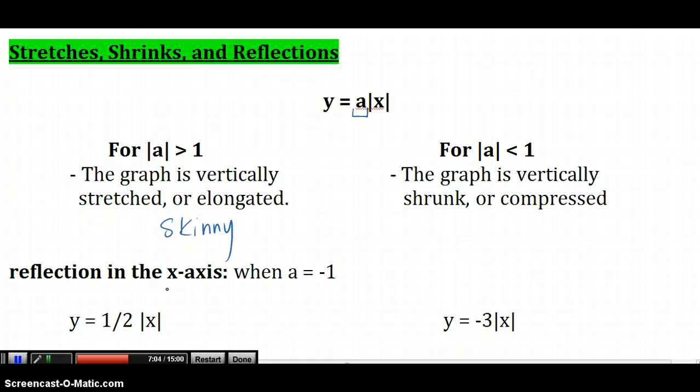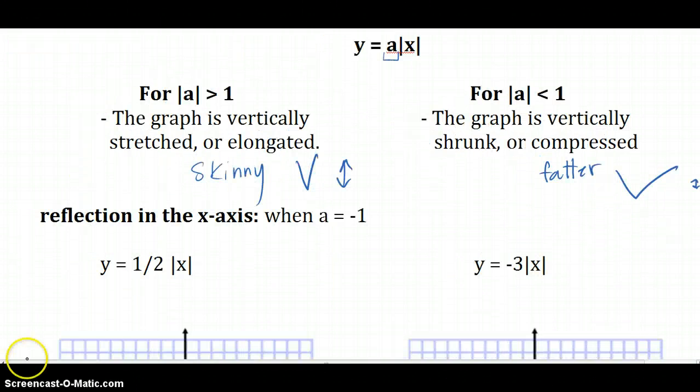If you take the absolute value of A and it's less than 1, that means your graph is vertically shrunk, or it's compressed. It's going to be fatter. This is going to be a skinny V, this is going to be a fat V. Vertically elongated, up and down, this is vertically compressed. So it becomes very short. And then if A is ever negative, that means it's going to reflect across the x-axis, or flip over the x-axis, and that's if A is ever negative.